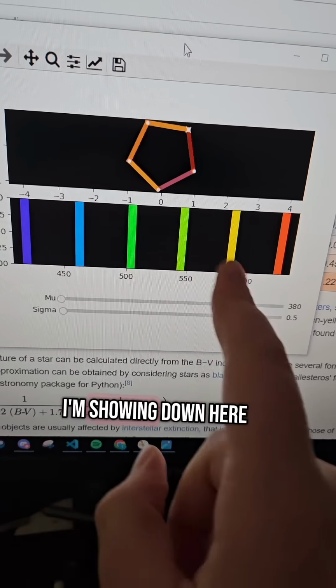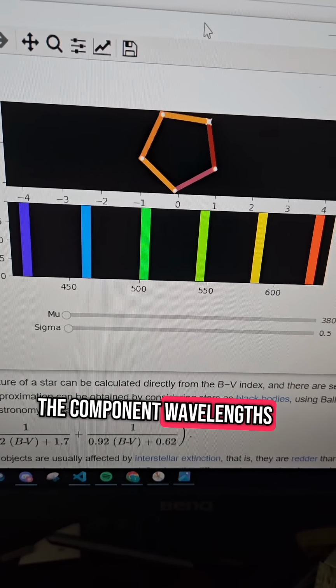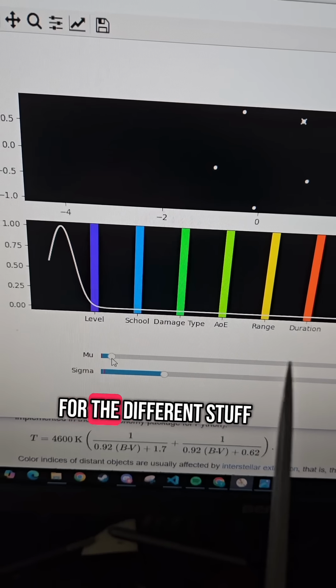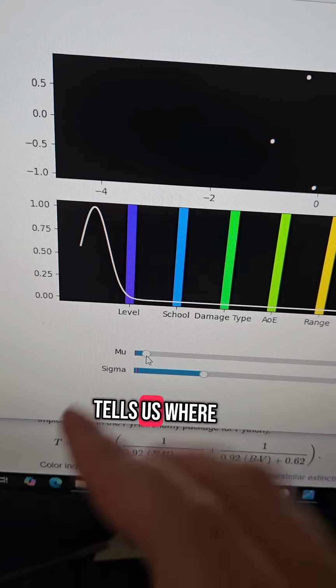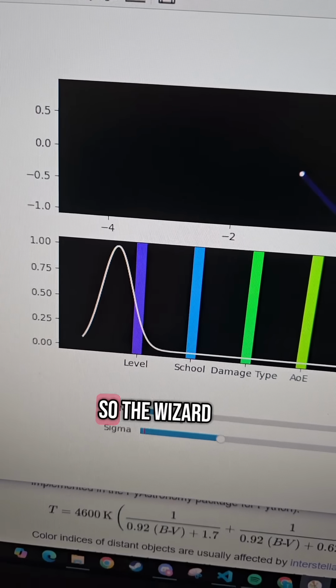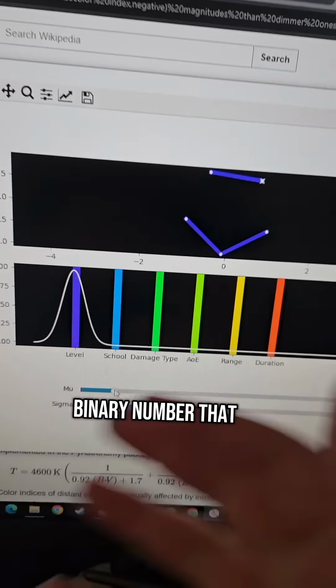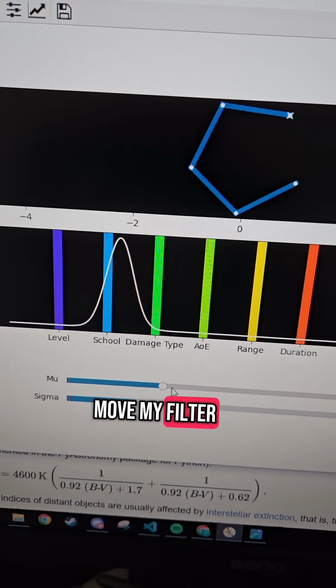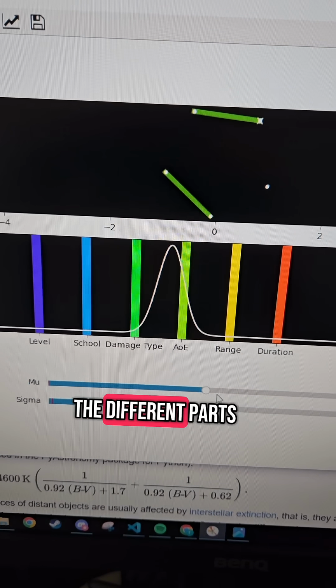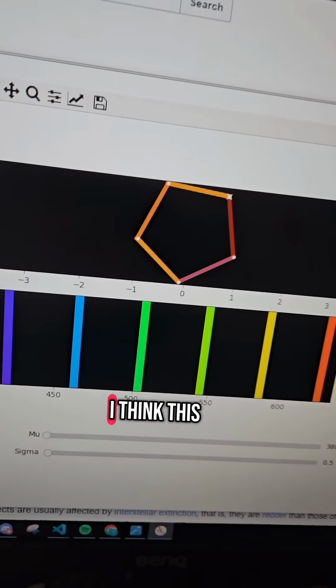Which is what I'm showing down here. So these are the component wavelengths, and this is what they mean for the different stuff. And then this tells us where our filter is, basically. So as a wizard, I can move this over to where the level information is and see the binary number that I need. I can then move my filter all the way across and see all the different parts of this spell.